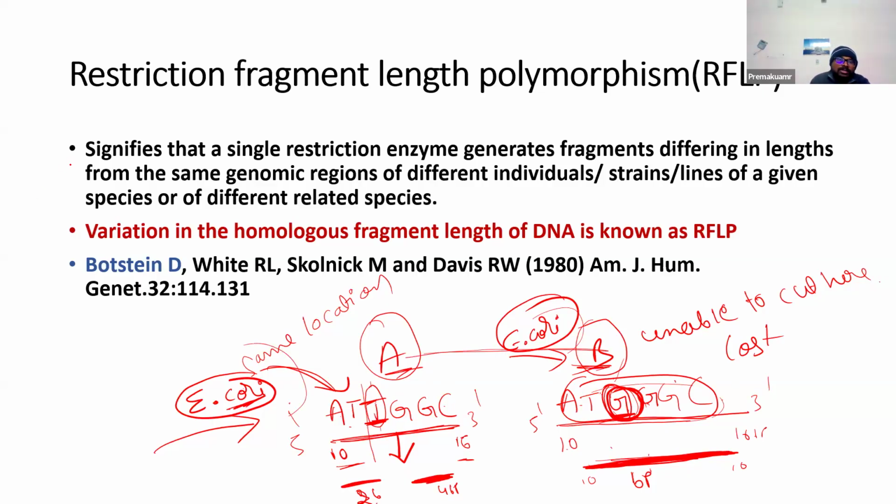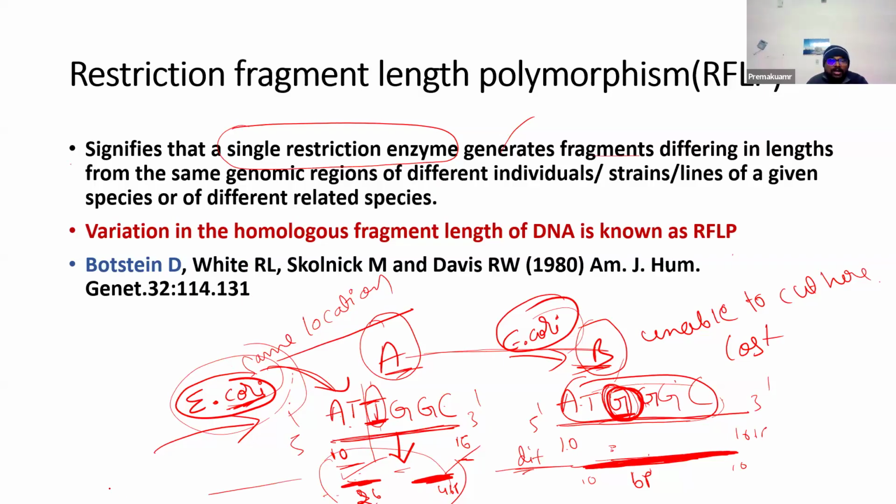Again, you read the definition. Means a single restriction enzyme generates fragments differing in the length. See here 6 base pairs, but here I have 2 base pairs and 4 base pairs. There is a difference in the length of the fragments after your treatment with the restriction enzyme, and they are from the same locus. But although it is the same locus, there is a different length of fragment due to point mutation.